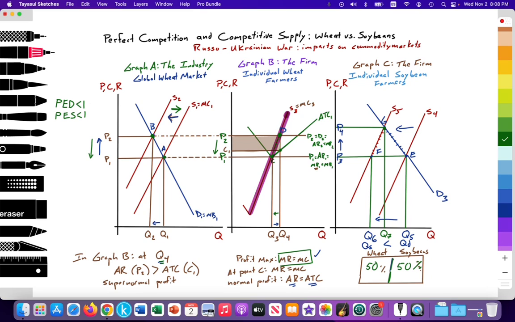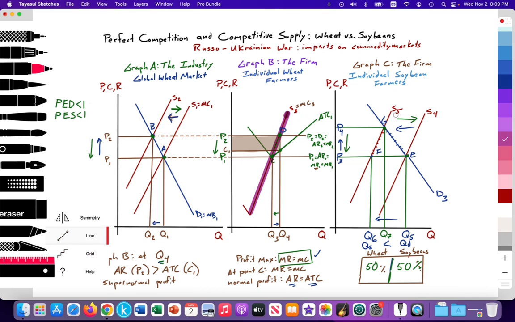So if that's the case, then in graph C, the firm generating soybeans, the supply would increase from S5 to S4, which would drive down the price of soybeans from P4 to P3 at point E, where S4 equals D3. So here we see that application of competitive supply right here, where if price falls, quantity supplied falls for wheat in this case, and supply of soybeans increases from S5 to S4.